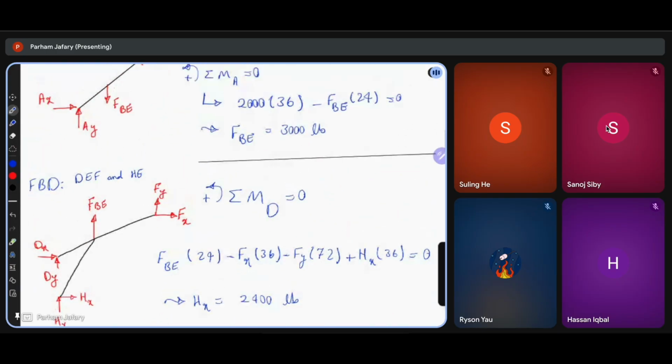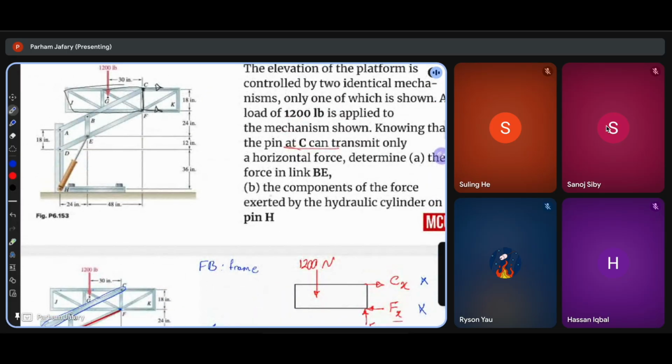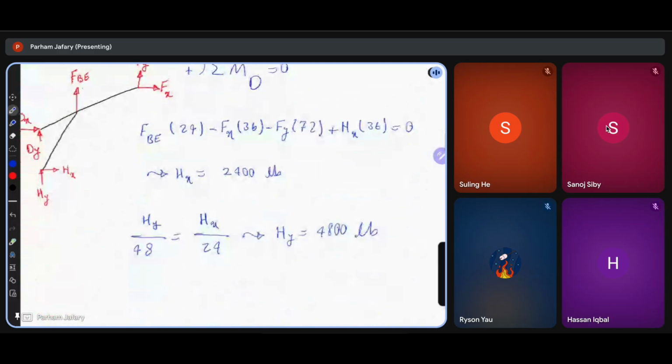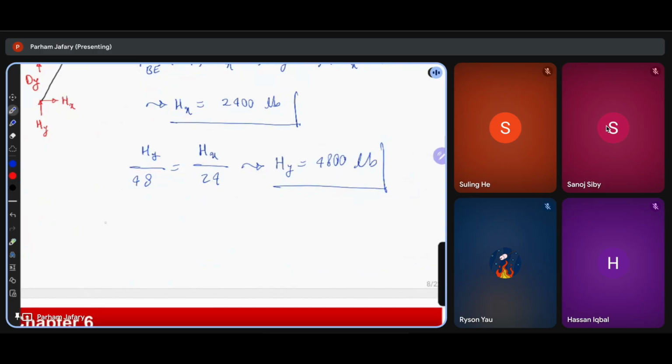So the question was asking for the components of the force exerted by the hydraulic cylinder on pin H. And because it was asking for the components, that's where we leave our answers. If it was asking for the total force, or the tension, stress in the pin, then you should have calculated H as Hx to the power of 2 plus Hy to the power of 2. Okay?